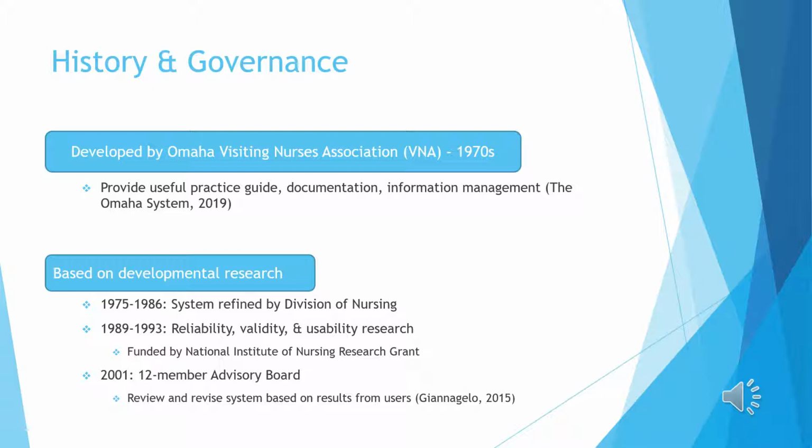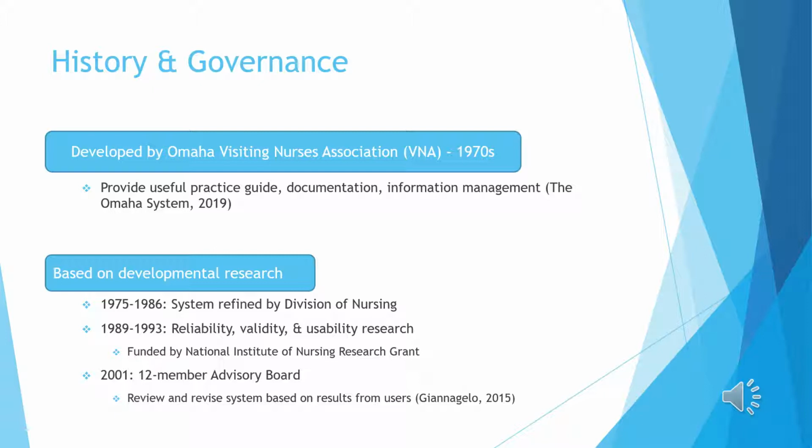Now, a bit of history on the Omaha system. During the years 1975 through 1986, the system began refinement by the Division of Nursing under various grants to expand the disciplines and usefulness with the remodeling of healthcare data and care. Following those years, from 1989 to 1993, the focus of the refinement was on the aspects of reliability, validity, and usability research. Now these references focus on client needs and data usability.